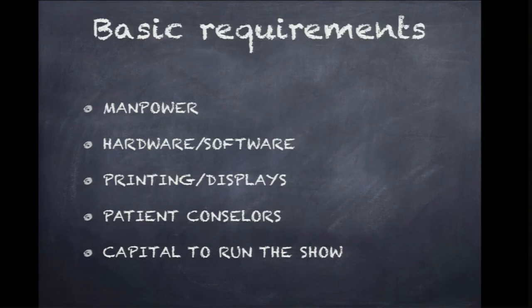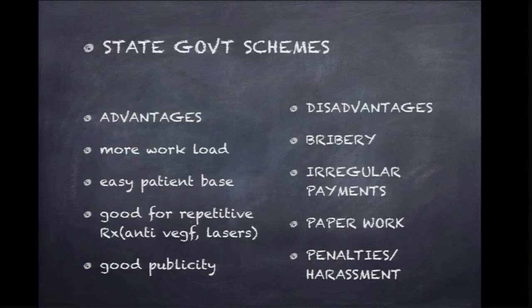When you start these health insurance related schemes, basic things: you should have separate manpower for it, a lot of displays, printing work, too many consents, and separate patient counselors for this. You should have enough capital to run the show, because payment comes once in 6 months or in a year when the government schemes are being enrolled.